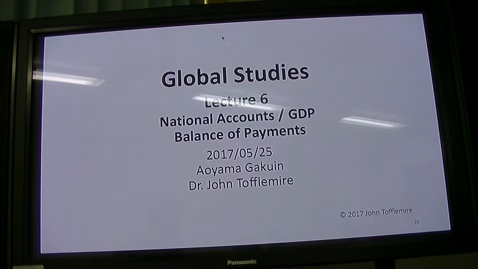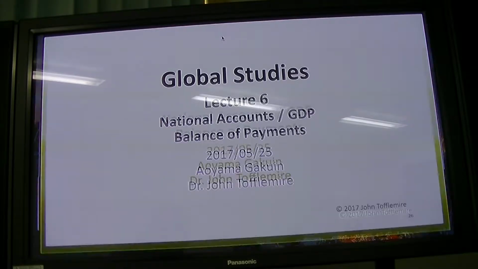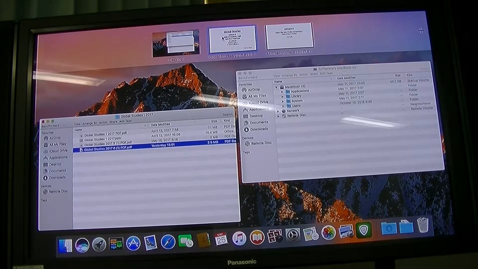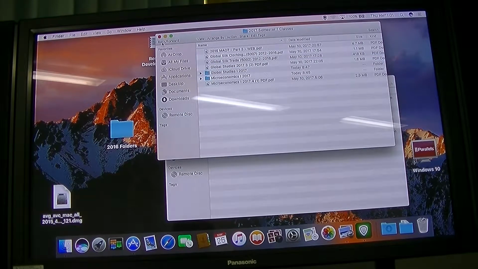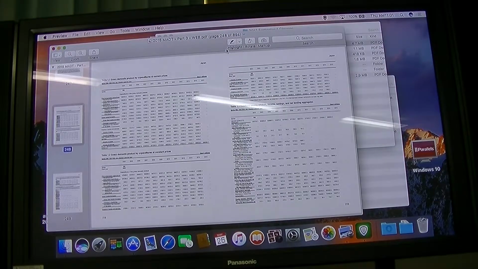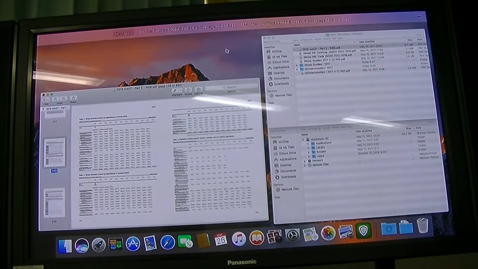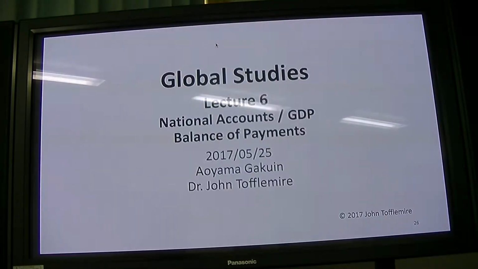So we are going to talk today about the national accounts and GDP and balance of payments. And let me get the other thing that I want to get up. There we go. I may want to get this up as well. Okay. Here we go. So let's get started.